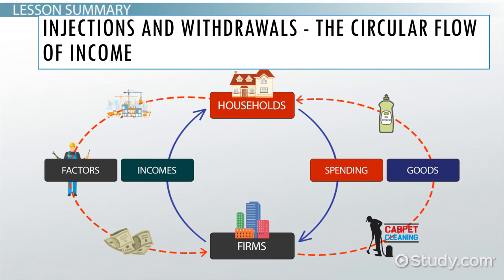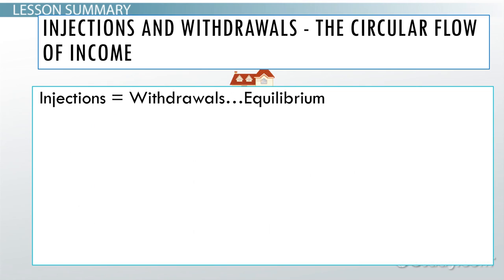So let's talk a bit more about injections and withdrawals within the circular flow of income. If injections are the same as withdrawals, our circular flow is going to be in quite a steady state. The amount of money flowing around the economy will be fairly balanced, and we describe that economy as being in equilibrium. There is no increase, there is no decrease. Injections are balanced with withdrawals.